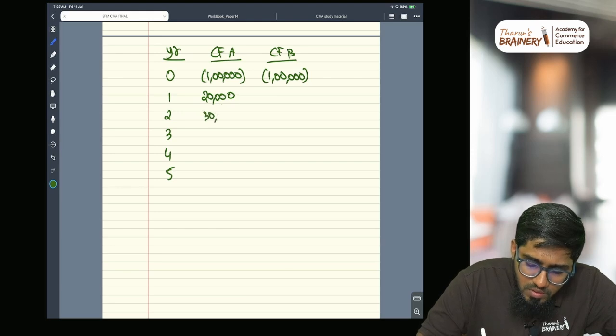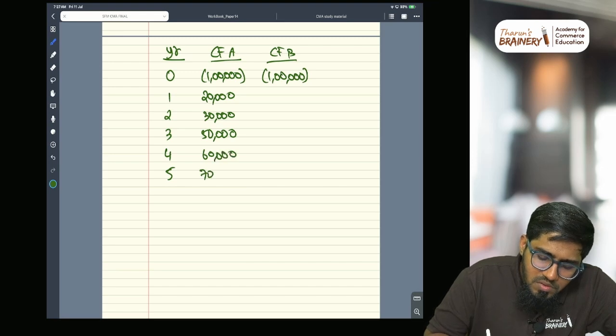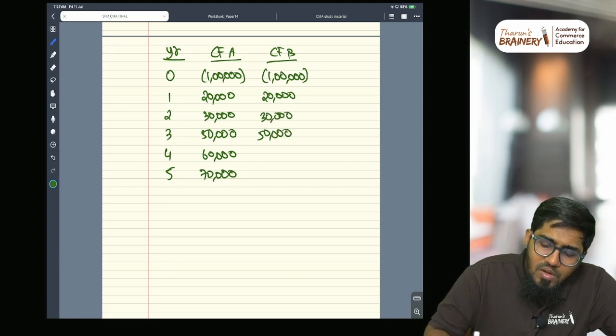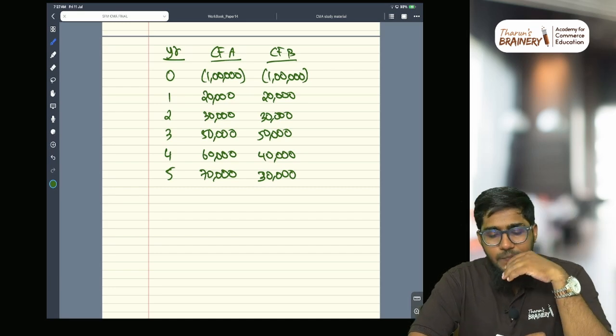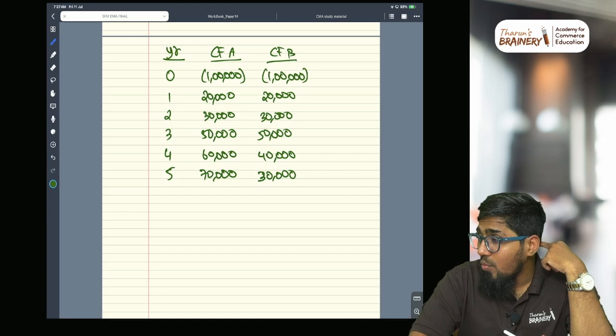For project A the cash flows are 20,000, 30,000, 50,000, 60,000, 70,000. For project B it is 20,000, 30,000, 50,000, 40,000, and then 30,000. Now based on payback period, please tell me what decision you should take.